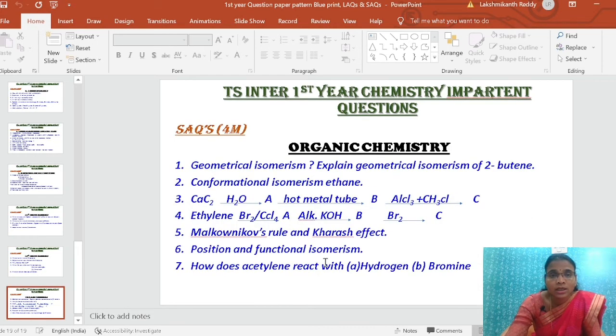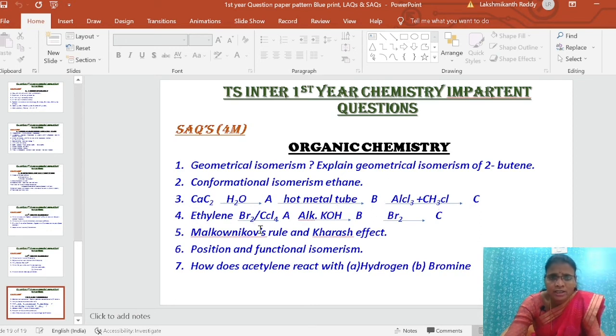Okay. Next, organic chemistry: geometrical isomerism, conformational isomerism. Next, these conversions are very, very important. Calcium carbide reacts with water, gives A. In the presence of a hot metal tube gives B. In the presence of methyl chloride and aluminum chloride gives C. So we need to write A, B, C here for 4 marks.